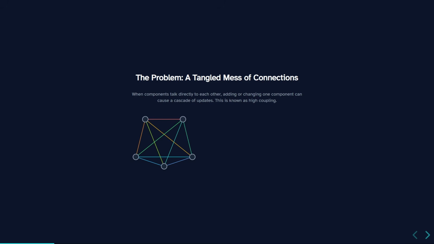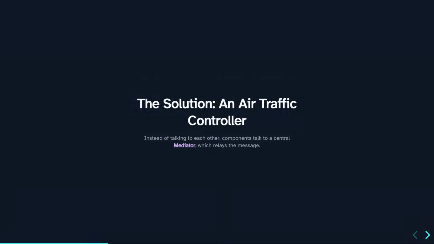The solution is to cut these direct lines of communication. Instead of a chaotic free-for-all, all communication now flows through a central hub, the mediator. Components no longer know about each other, they only know how to talk to the mediator. Think of it like an air traffic controller. Pilots don't talk to each other to coordinate landings. They talk to the control tower. The tower, our mediator, has the full picture and directs traffic, ensuring everything runs smoothly and safely.